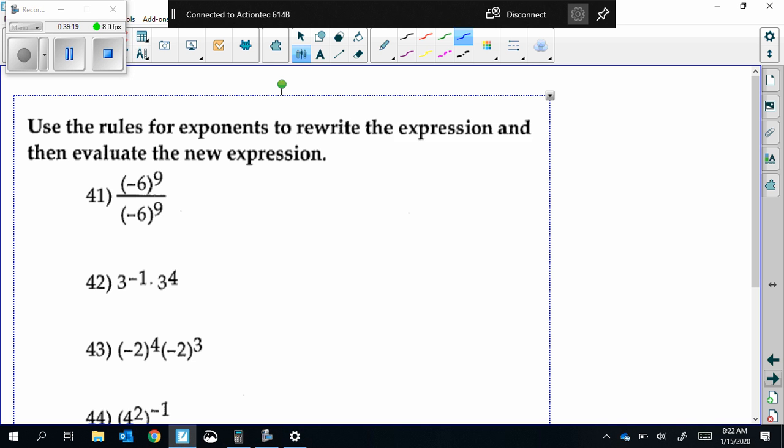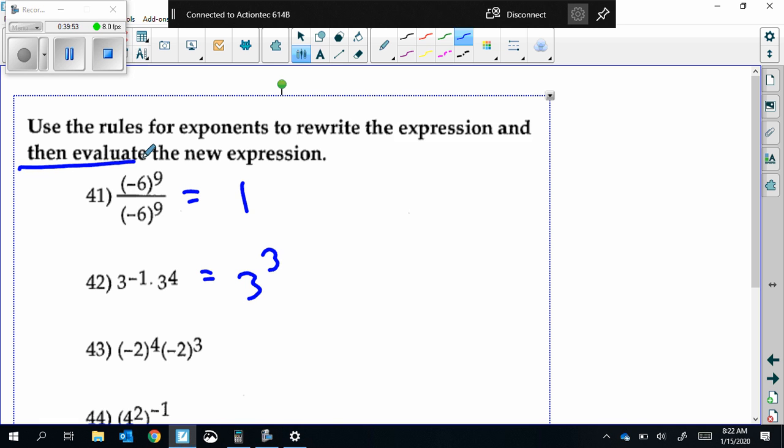Rules for exponents. When you're dividing, you subtract exponents. When you're multiplying, you add exponents. We are dividing, so we're going to subtract exponents. It's actually the exact same thing on top and bottom. Anytime that happens in a fraction, the answer is 1. Or you could have done 9 minus 9 is 0, and anything to a 0 power is 1. That's a different exponent rule. Multiplication, you add exponents. -1 plus 4 is 3.